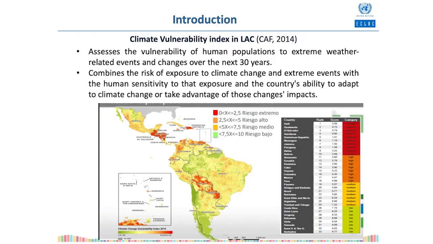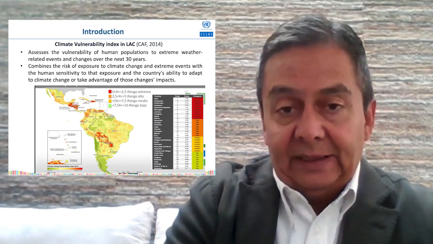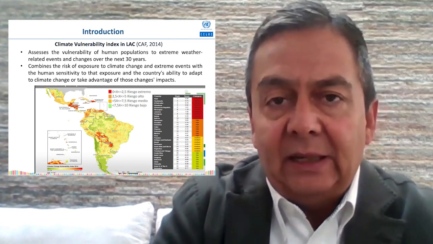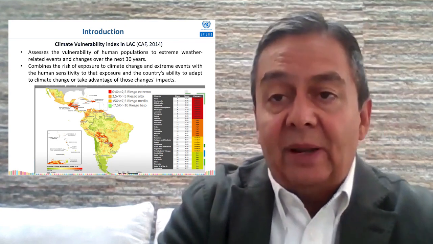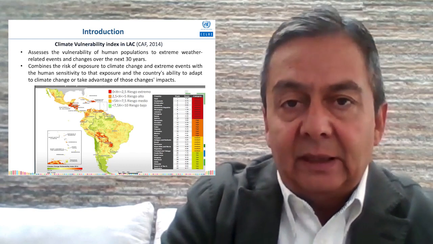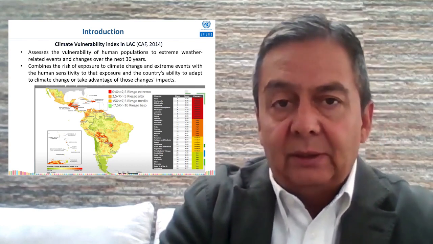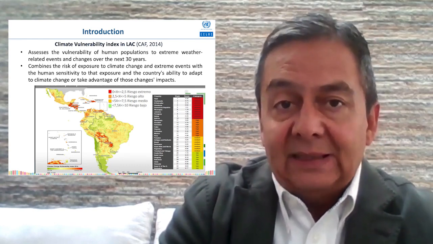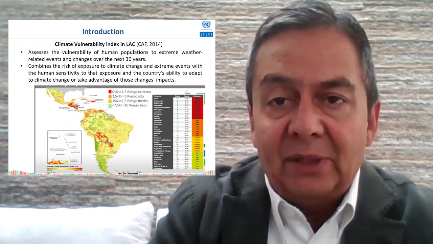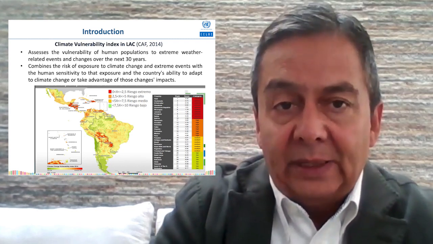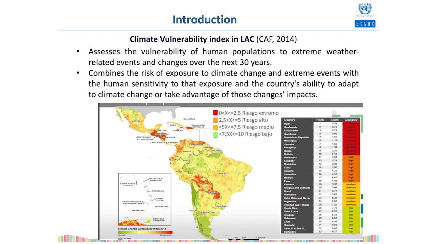Another way to measure this impact is the climate vulnerability index. This index assesses the vulnerability of human populations to extreme weather events related to climate change. This index combines the risk of exposure to climate change and extreme events with the human sensitivity to that exposure of the country.